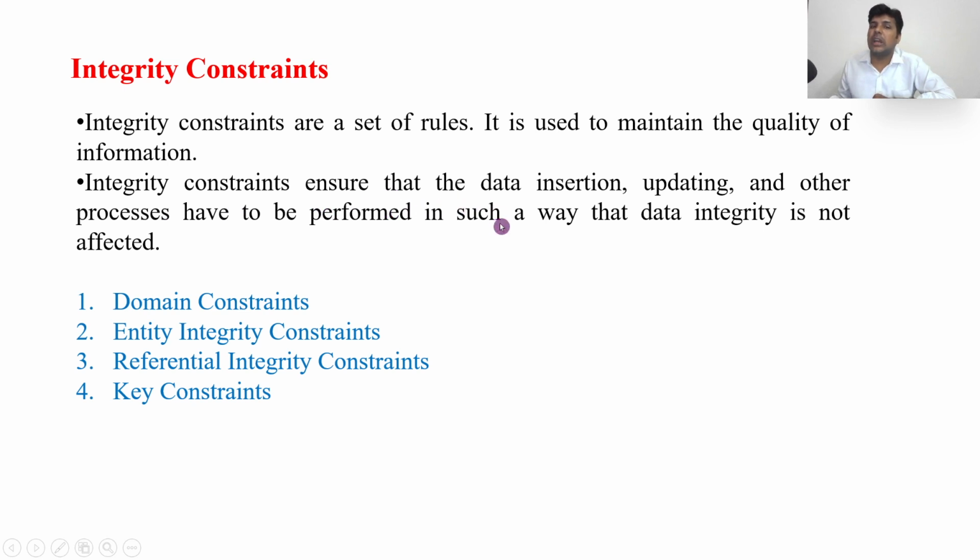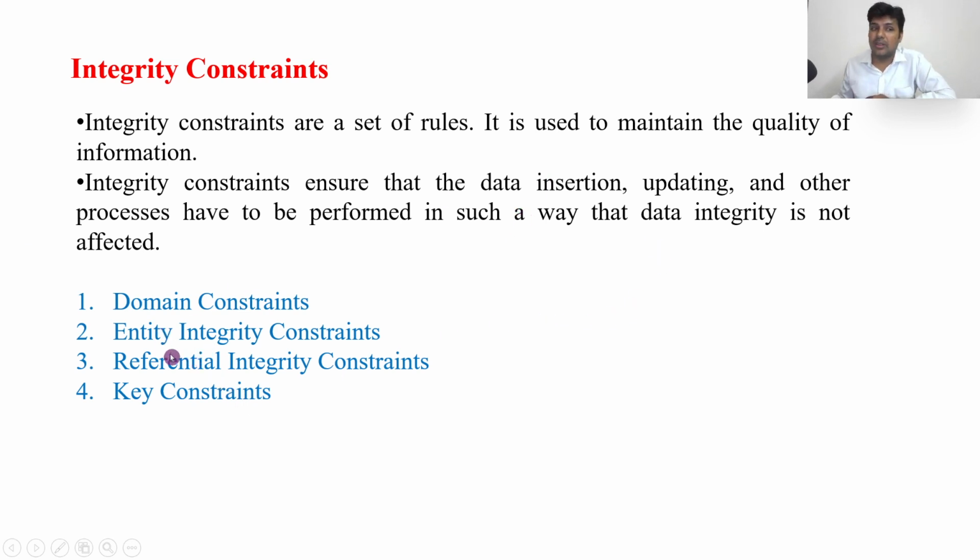Integrity constraints ensure that data insertion, updation, and other processes are performed in such a way that data integrity is not affected. For example, I have given an Excel sheet and a condition that the phone number should be 10 digits. If somebody enters less than 10 or greater than 10, it should not accept. Now they will enter a proper phone number, and I will be able to communicate with them easily. That's the advantage when you have proper rules or validations. With this, we will have proper data.